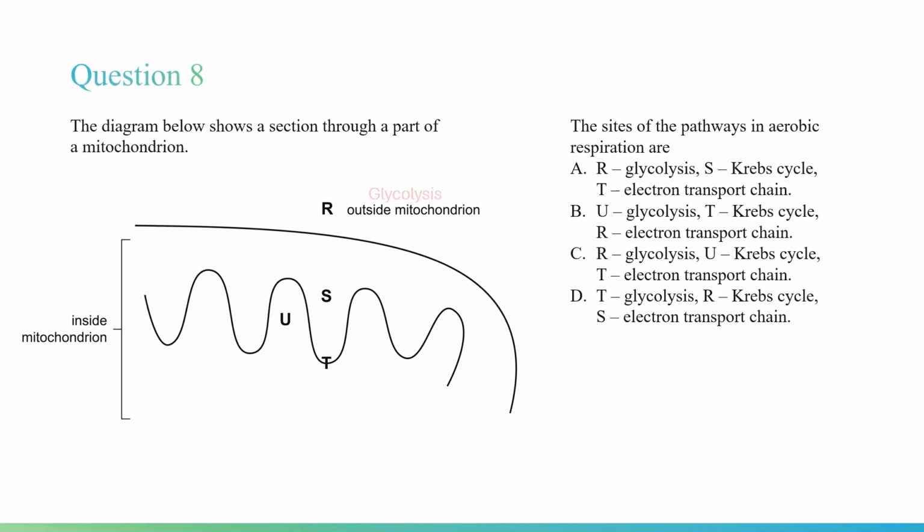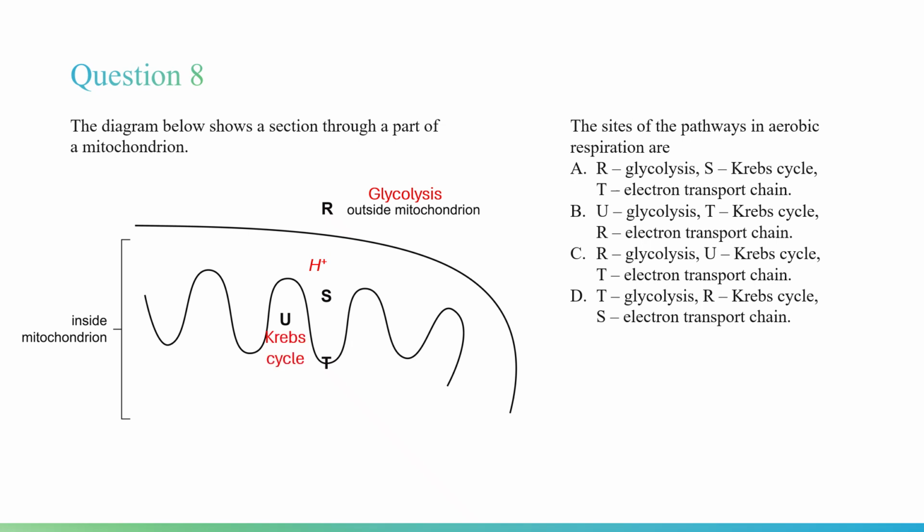The diagram shows a section through a mitochondrion. R is the area outside the mitochondrion, the cytoplasm, where glycolysis occurs. S is the intermembrane space, which is between the outer and inner mitochondrial membranes. This is where protons are pumped to create an electrochemical gradient during the electron transport chain.